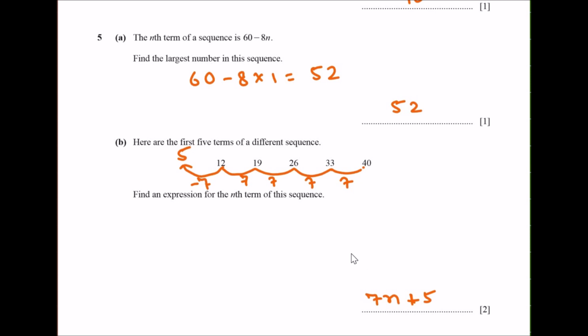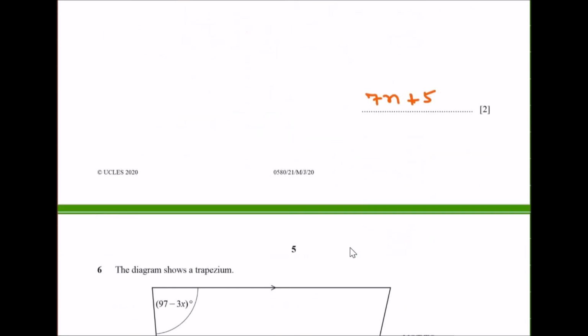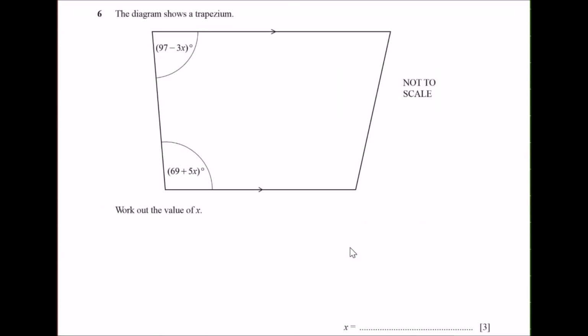Let's go to the next question. Question number 6. The diagram shows a trapezium. Two angles are shown here. Work out the value of x. You can see here the two parallel sides, this one and this one. So they are co-interior angles, and we know that the sum of co-interior angles is 180 degrees.